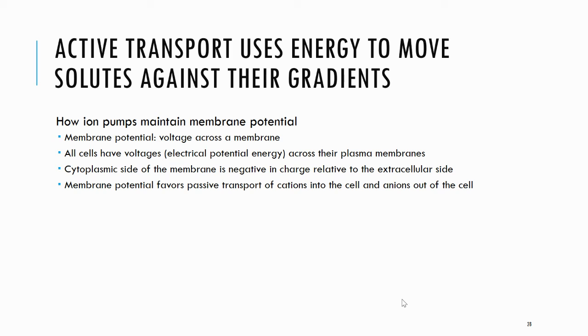Let's look at how ion pumps maintain membrane potential. So membrane potential is the voltage across a membrane. All cells have voltages, which are electrical potential energy, across their plasma membranes. The cytoplasmic side of the membrane is negative in charge relative to the extracellular side, and membrane potential favors passive transport of cations into the cell and anions out of the cell.